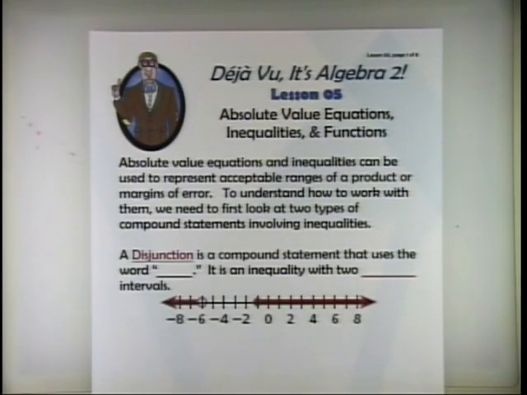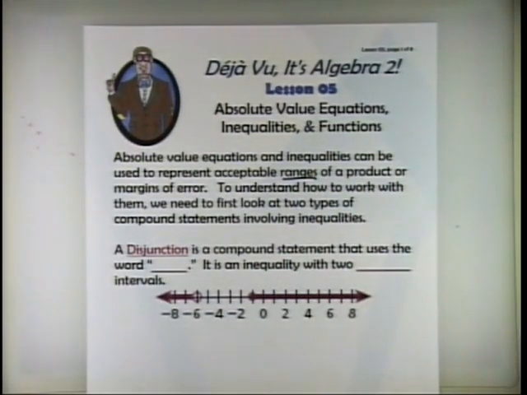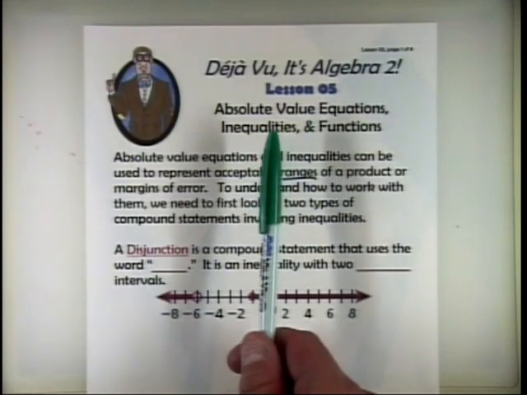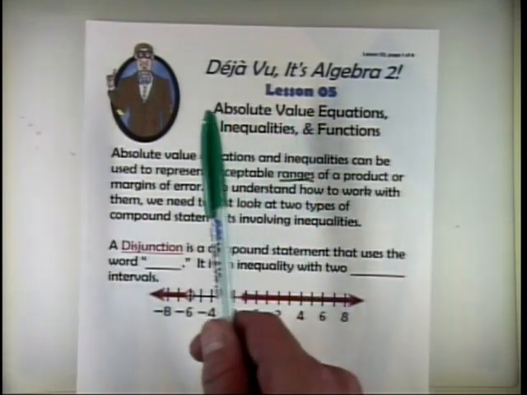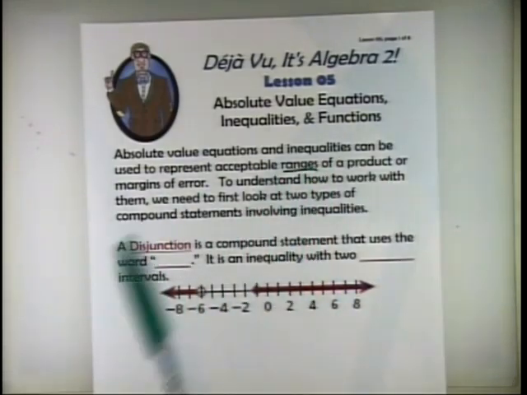All right, lesson 5 already. Absolute value equations, inequalities, and functions. Well, absolute value equations and inequalities can be used to represent acceptable ranges of a product or margins of error. So if something's coming off an assembly line, they have an idea as to what the quality needs to be, but they might be willing to accept some deviation from their standard only within a certain range or within a certain tolerance. That's what an absolute value function will take care of.